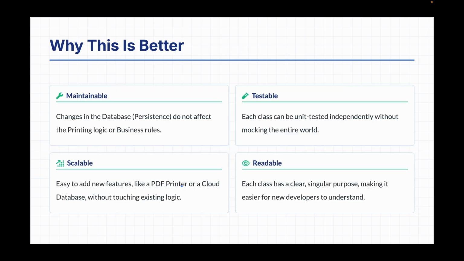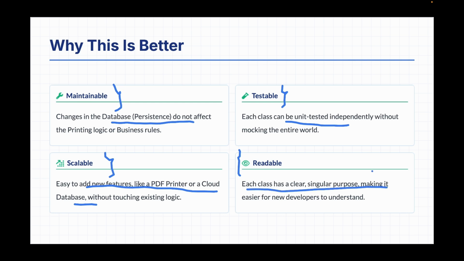Why is this approach better? Because the code becomes easier to maintain. Database changes do not affect business logic. It becomes easier to test. Each class can be tested independently. It becomes more scalable. If we want to add PDF export or cloud storage, we simply add new classes. And the code becomes more readable. Each class has a clear and focused purpose.